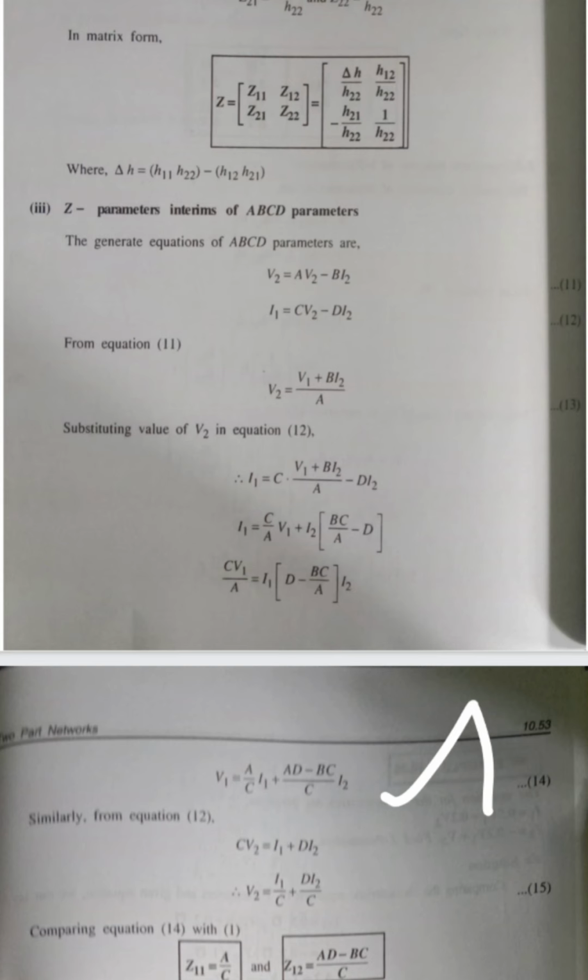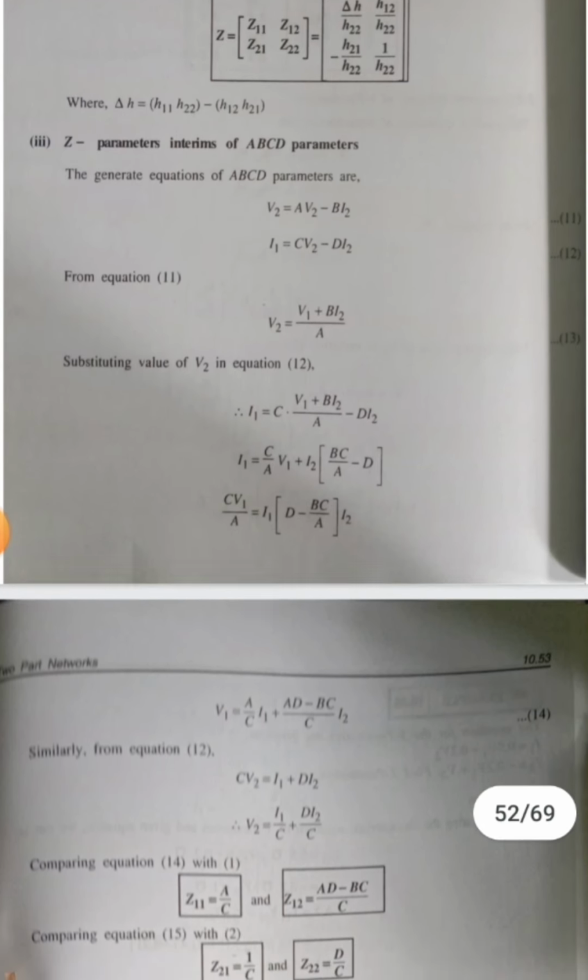Next you need V2 in terms of I1 I2. From the second equation you can easily find V2, because V2, I1 and I2 are present. Now compare V1 and V2 with the Z parameter equation and you get the result in terms of ABCD parameters. Z11 equals A by C, Z12 equals AD minus BC by C, Z21 equals 1 by C, Z22 equals D by C. Okay, we got the ABCD parameter formulas.